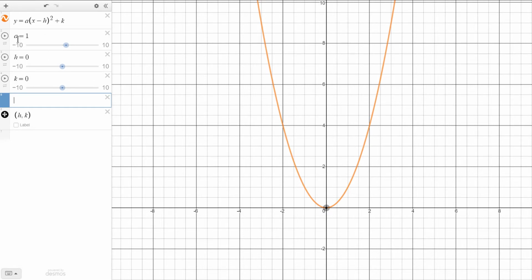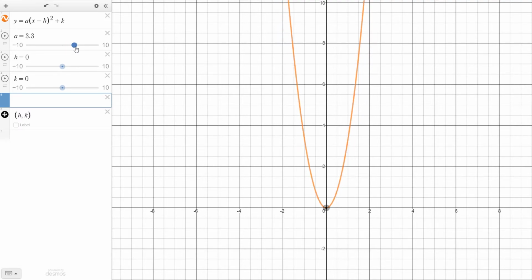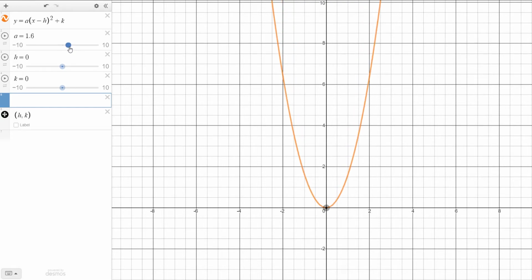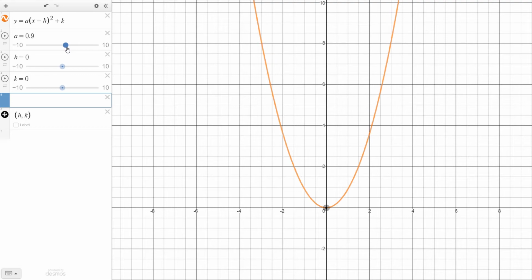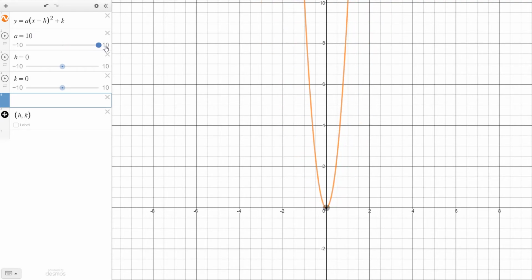We're going to start with a, and I'm going to increase the value of a. We're going to take a look at what happens to the parabola as I increase that value. We're at 3, we're at 4. I'm going to go back down to 2 and back down to 1, and it's almost like it's doing aerobics, and it's back down to about 1 and gets higher and higher, all the way to 10.